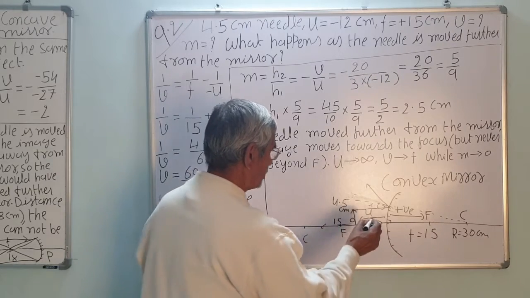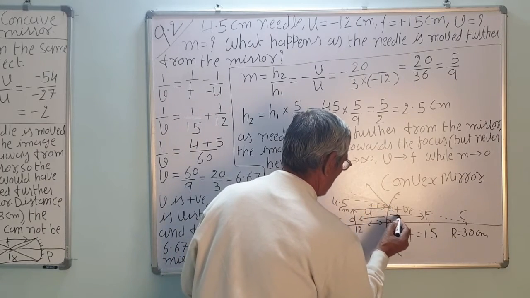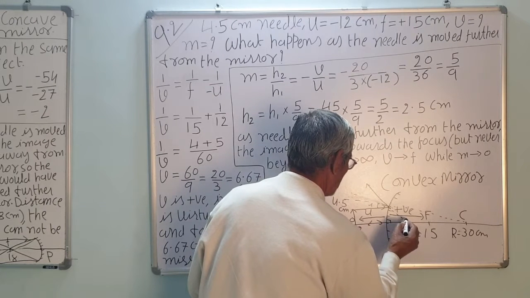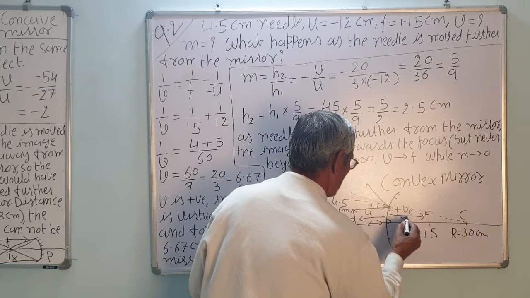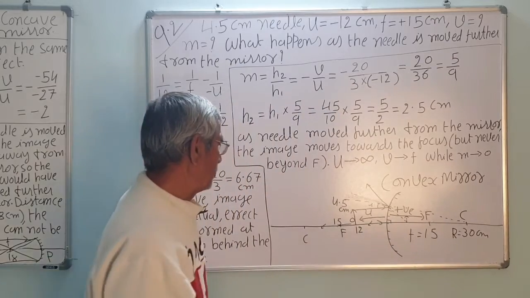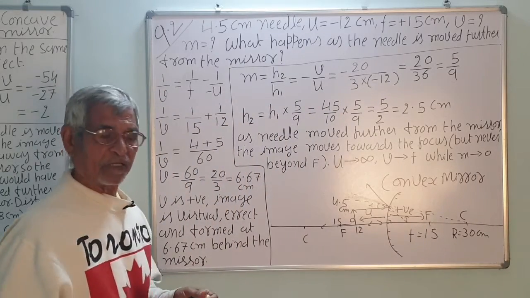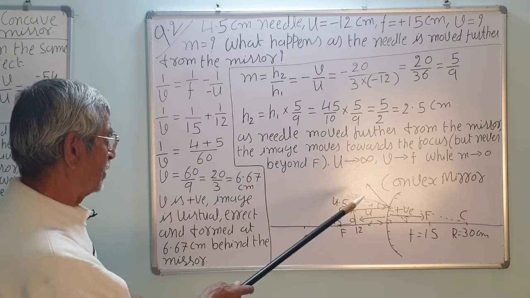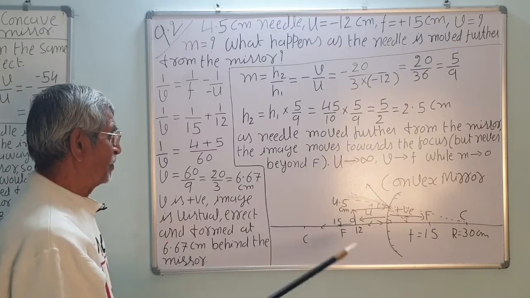So, if we produce them back, they appear to come from this. So, here you will get the image. Image will be smaller always, correct, in size. It's a very complicated figure, just for your reference.